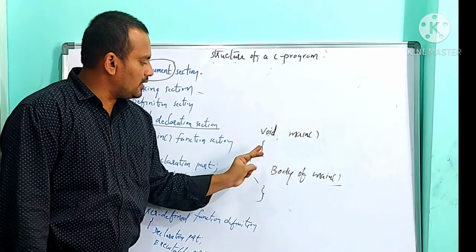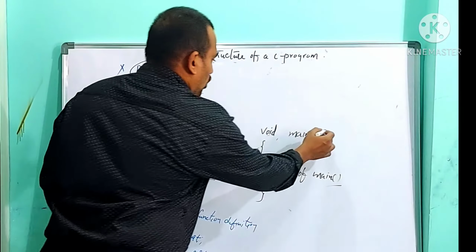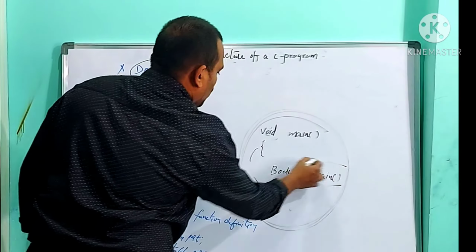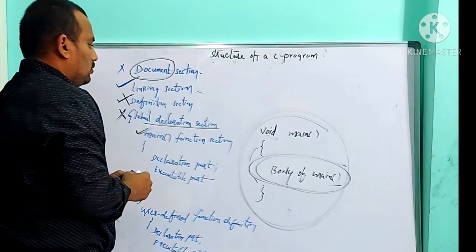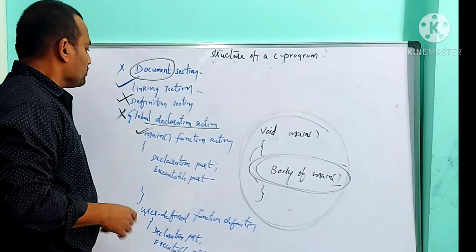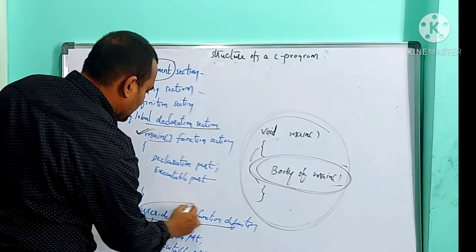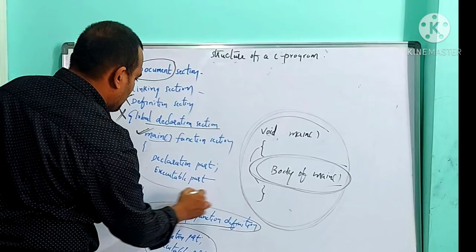Each function contains a definition. This total is called main function definition. This is called body of the main function. The body of any function, it may be the main function, it may be some user or some other function. This is called body of other function, right? This is called body of the main function, right?